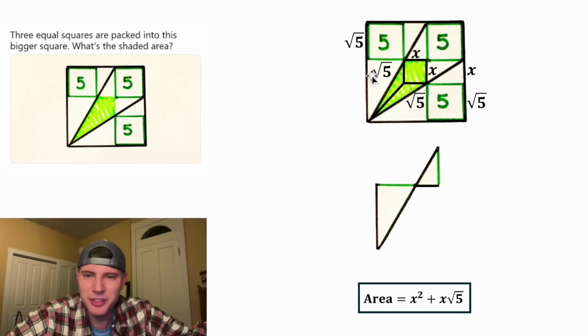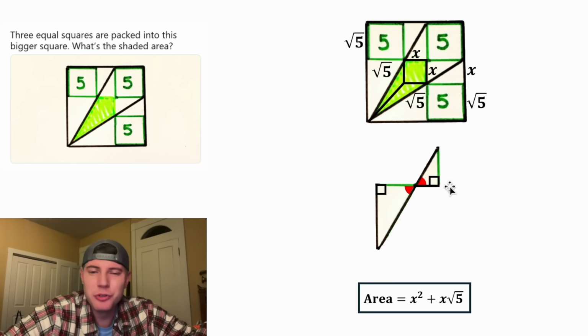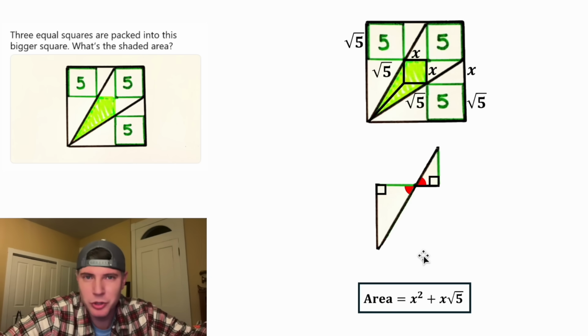In this triangle, this angle is equal to 90 degrees. And in this triangle, this angle is equal to 90 degrees. And then these two red angles are also going to be congruent because they are vertical angles. And anytime you have two triangles with two pairs of congruent angles, the two triangles are similar. So we can write a proportion with the corresponding sides. First, we got to find the sides.